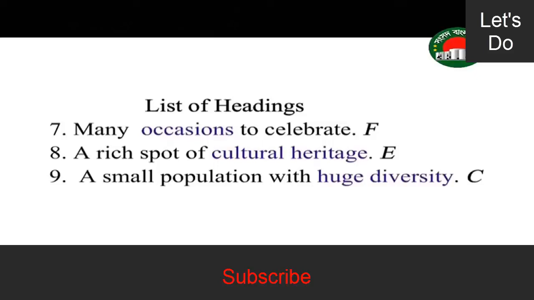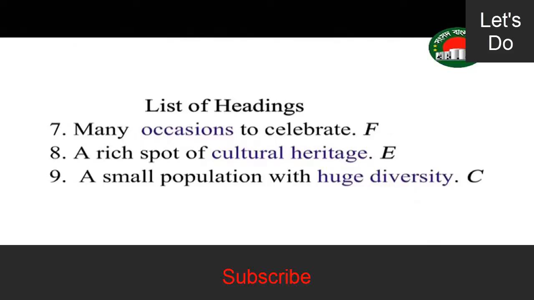And this one will go with which number passage? Cultural heritage, can you remember? Just give a quick look back. What is written in number E passage? Does it match? Does it talk about cultural heritage? Yes, it talks about cultural heritage.